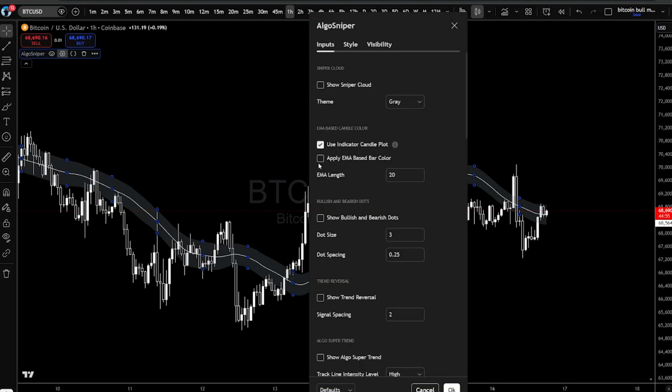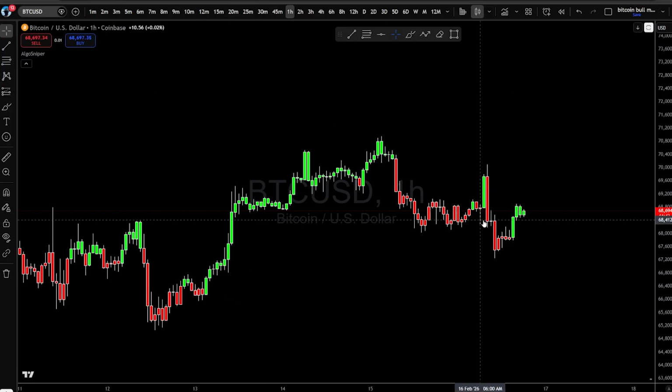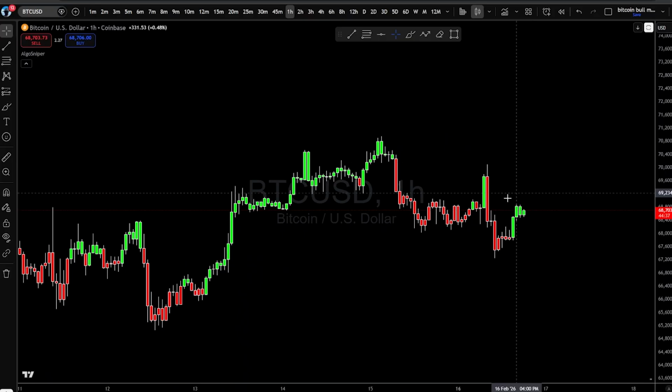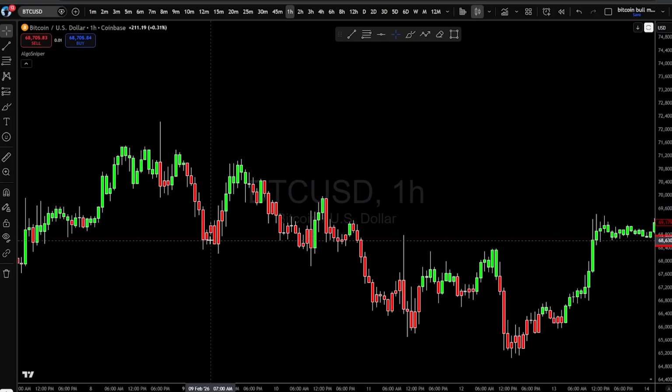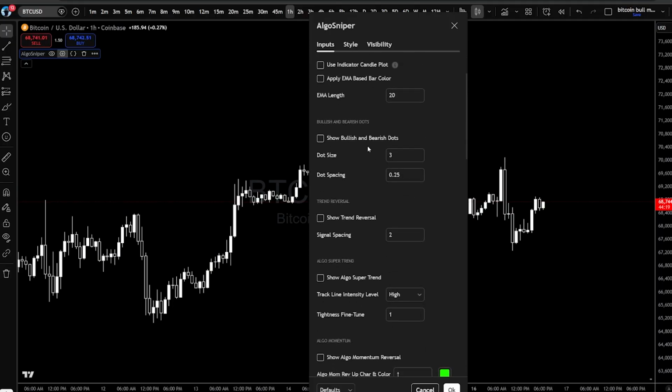The second part of the indicators is the EMA-based candle colors. These are essentially based on the 20 EMA. The candlesticks, relevant to the time frame, like the 1 hour time frame, will be green or red. You want to be looking for long positions when the candles are green, and short positions when the candles are red. You can adjust the EMA length to your favor as well.